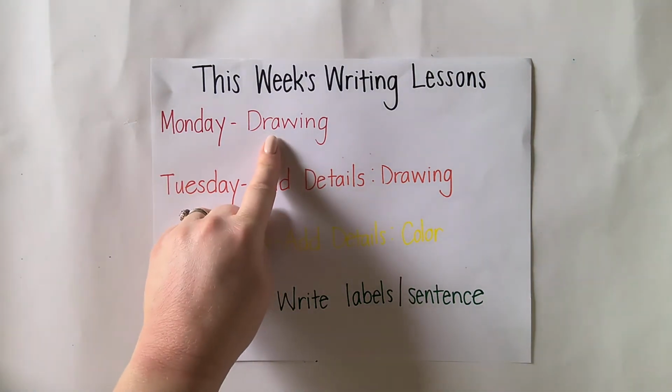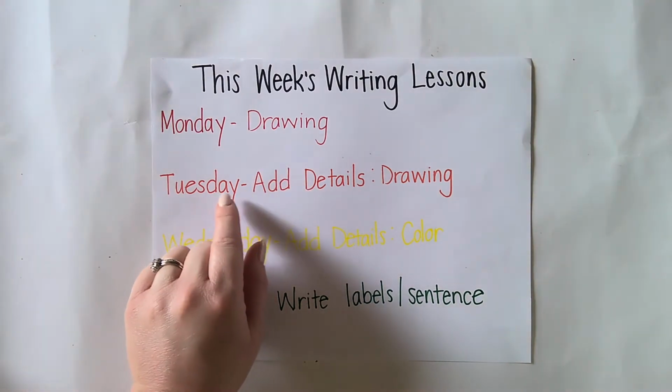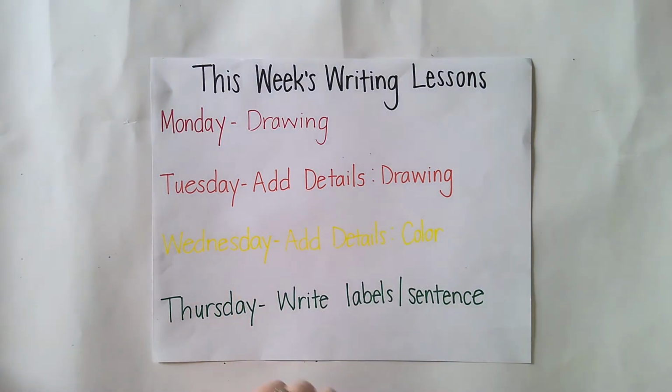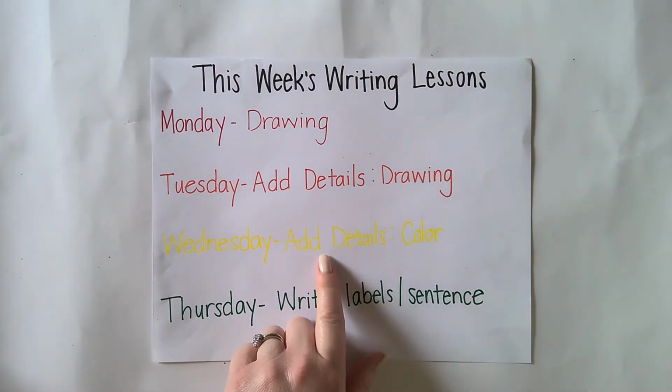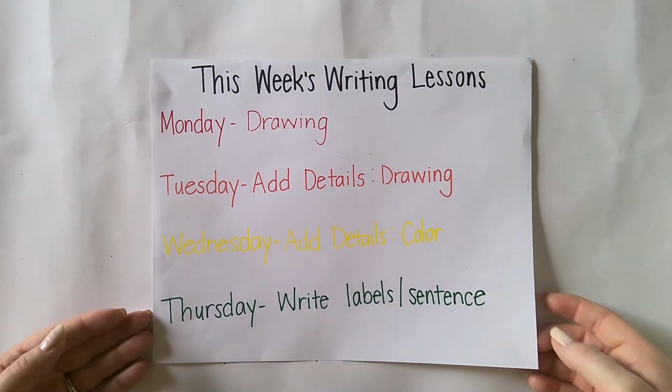So we started a drawing of a cool place that we like to go with our family on Monday. And then on Tuesday we used the illustrator's checklist to add details to that drawing. On Wednesday, we added details to the drawing by picking the right colors and staying inside the lines. Today's Thursday, so our job is to either write labels or write a sentence that goes with our picture. So I'm going to start out today by writing some labels.